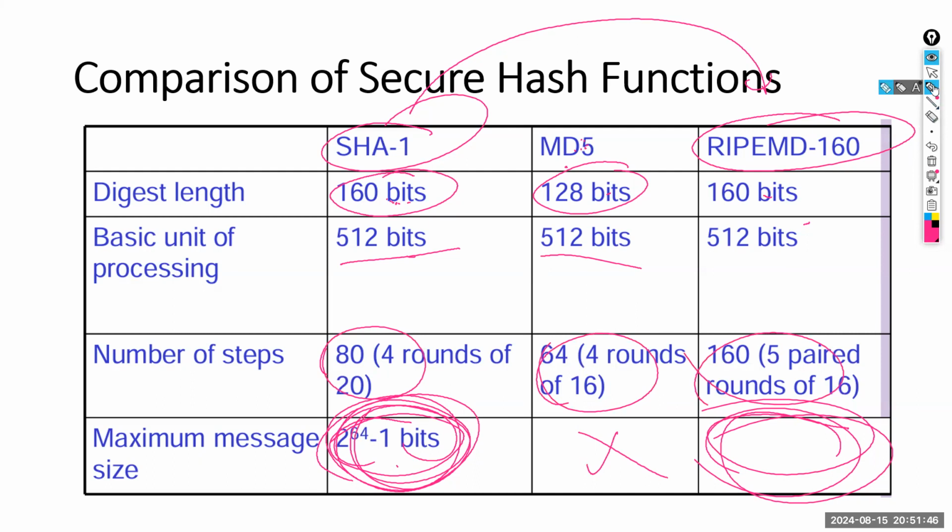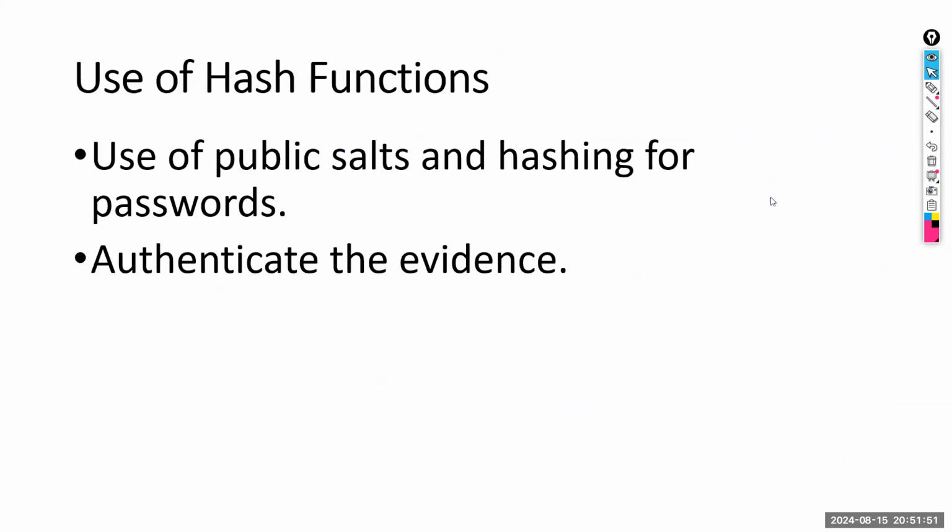Right, so we have that comparison between SHA, MD5 and RIPEMD. Right, so now let's look at some practical usages of hash functions. So you can use hash functions as a public salt for passwords. Don't worry, we will look at what is meant by public salt. And also we can use a hash function to authenticate evidence. So those are the two usages mentioned in your UCSC note.